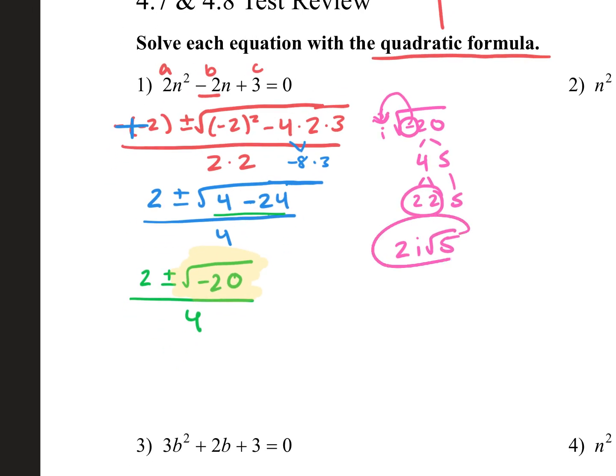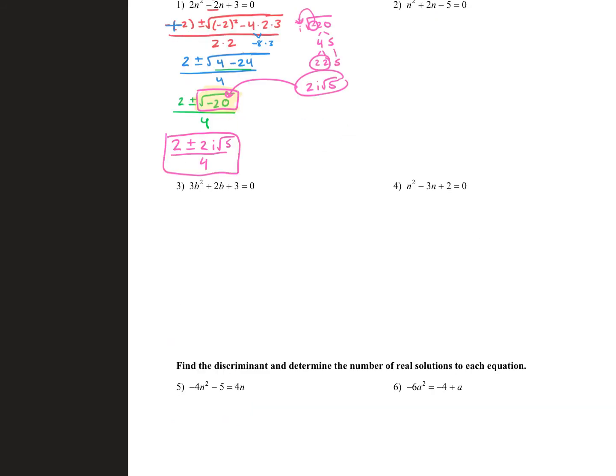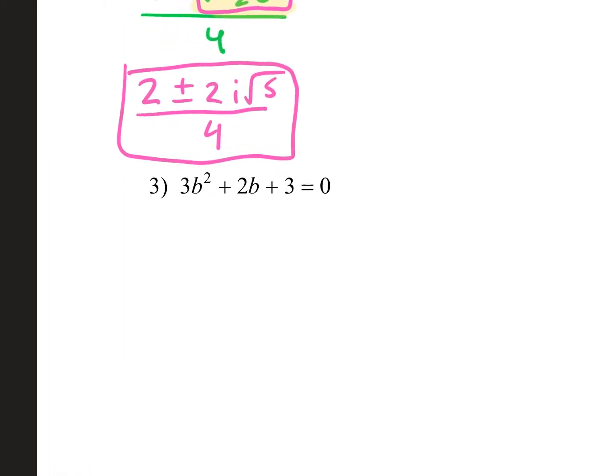So we just take this, bless you, and replace the square root -20 because now we know how to simplify. So our answer is 2 plus or minus 2i square root 5 over 4. You always have to check and see if you can simplify what's under the radical here because now we know how to simplify that. All right, let's do number 3.